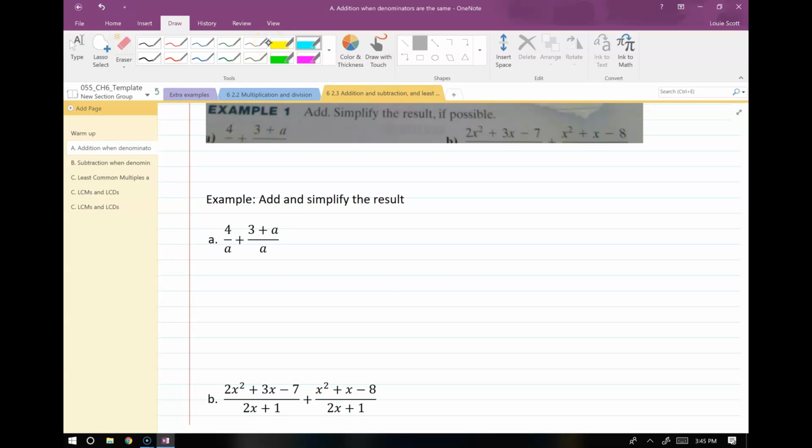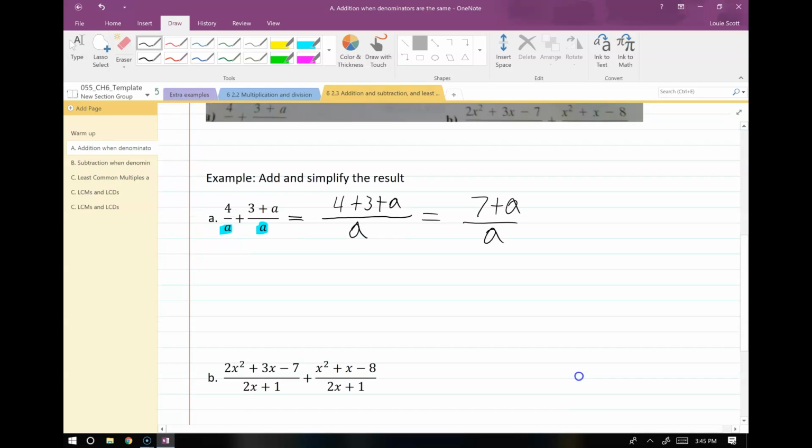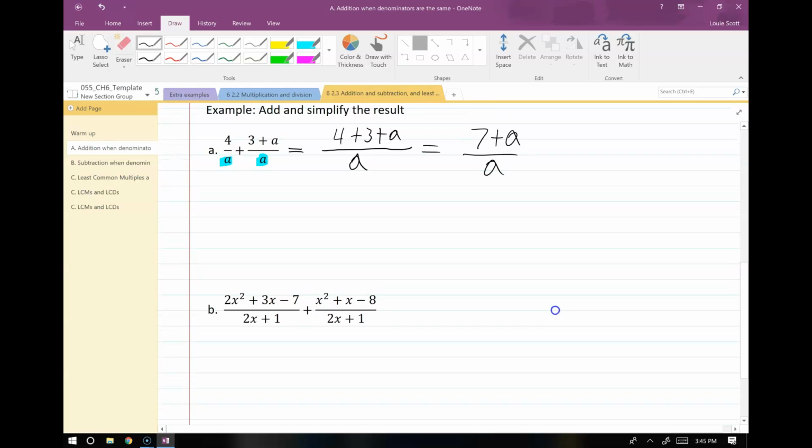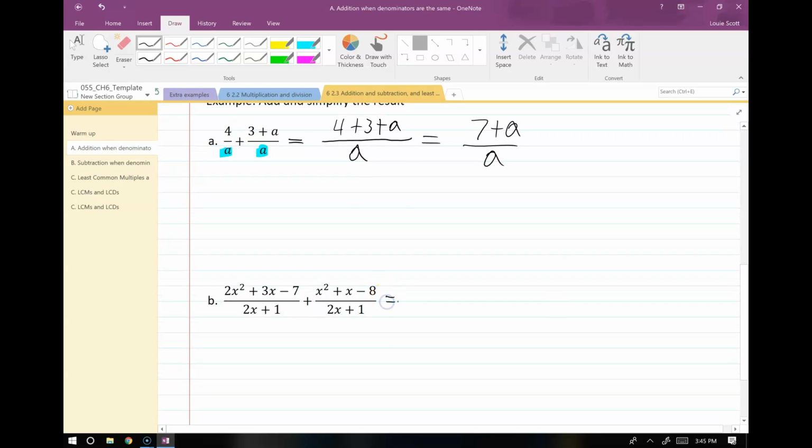So if we're asked to add, these are the easy cases. Oh, look at that, how convenient. I have two A's on the bottom. Well, the only thing I do is I write my new fraction with a single A on the bottom, and then I add the numerators. 4 plus 3 plus A. That gives me 7 plus A on top, and plain old A on the bottom. Once again, an easy case.